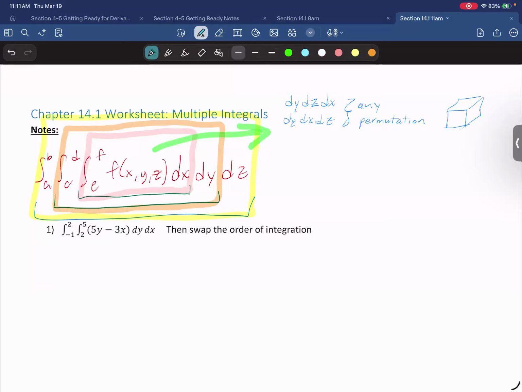When we're doing box-like integrals or rectangular integrals, we can do them in any order that we want. This is going to happen in 14.1. If we just have 2 integrals, we have an area, not a volume. This is like a volume over here.